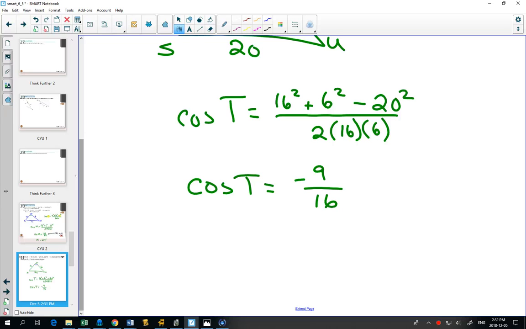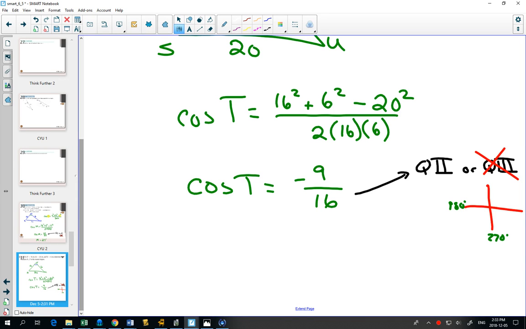Now, according to the CAST rule, where is cos negative? Quadrant 2 or quadrant 3. But for a triangle, quadrant 3 won't make sense. If it was in quadrant 3, it would be between 180 degrees and 270 degrees. Does that make sense? Starting here at 180 degrees going to 270 degrees, say I have 200 degrees. It's going to be very hard if one of the angles is 200 degrees in a triangle for all three of them to add up to 180. Okay?